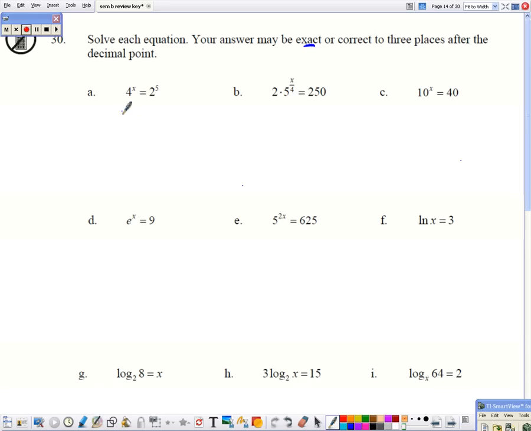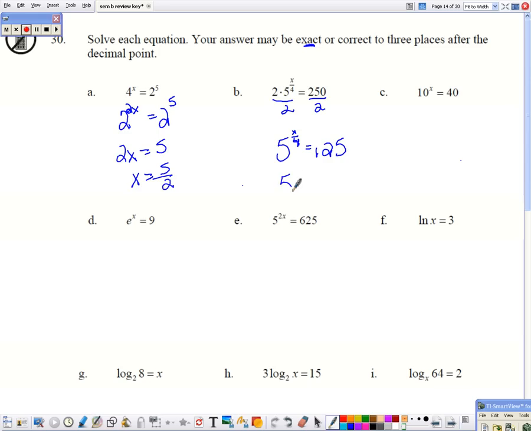So I'm going to change 4 to be 2 squared. So now I can say 2x equals 5. So x is 5 over 2. For B, I'm going to first divide both sides by 2. $250 divided by 2 is 125.